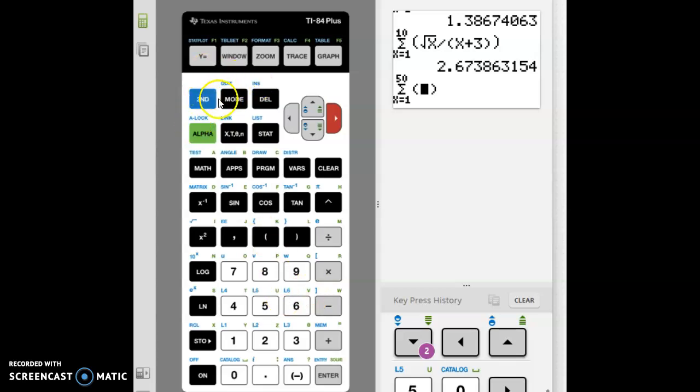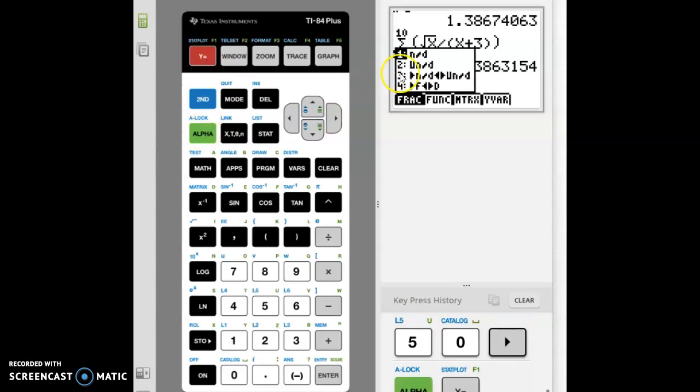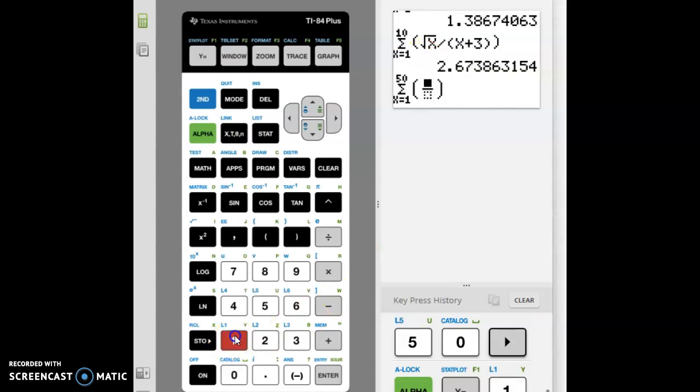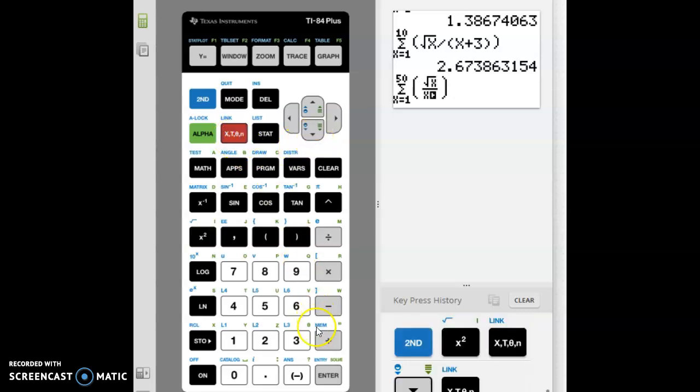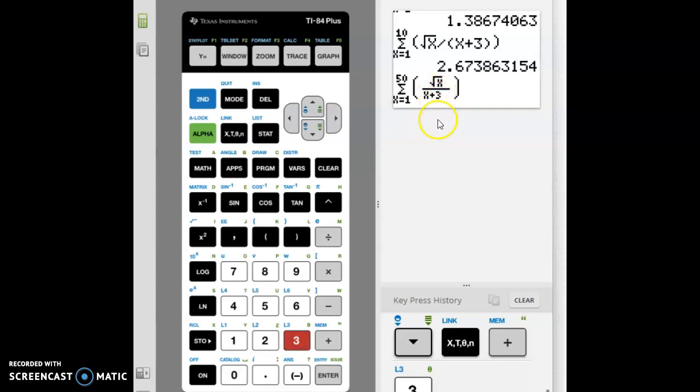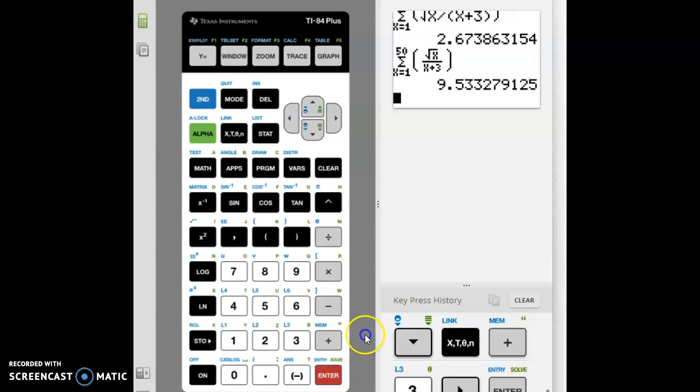Now, another way, if you hit alpha y equals, it will produce this. And so it'll give me a fraction. So I can put in the square root of x divided by x plus 3, and then I don't have to put those parentheses in. So just showing you another option with this calculator. And here is the sum of the first 50 terms, 9.533. And so that's how you would do these problems.